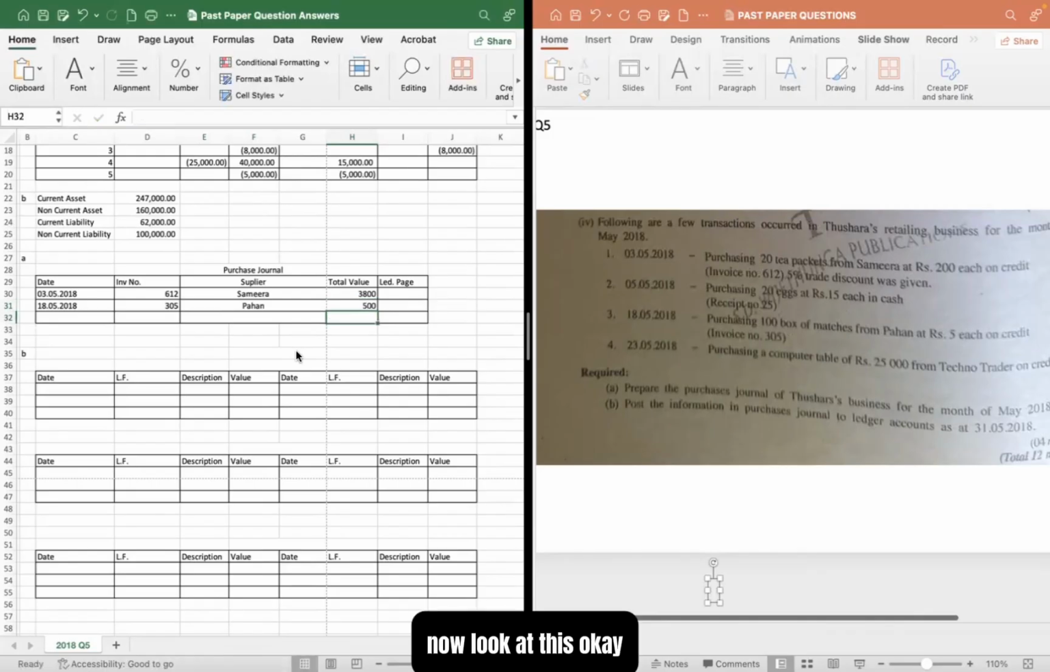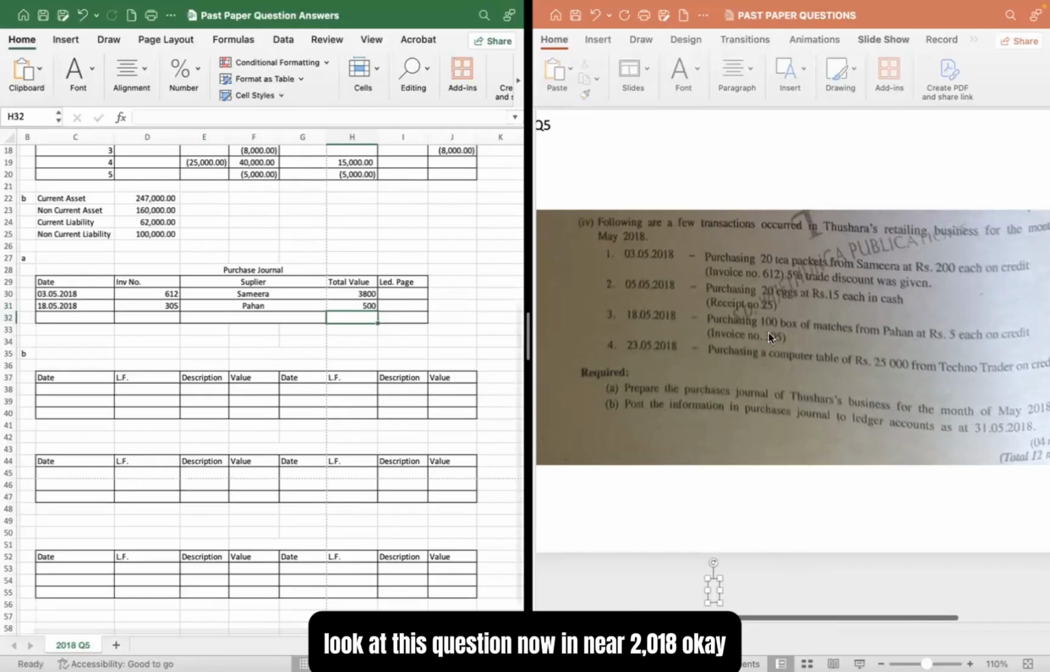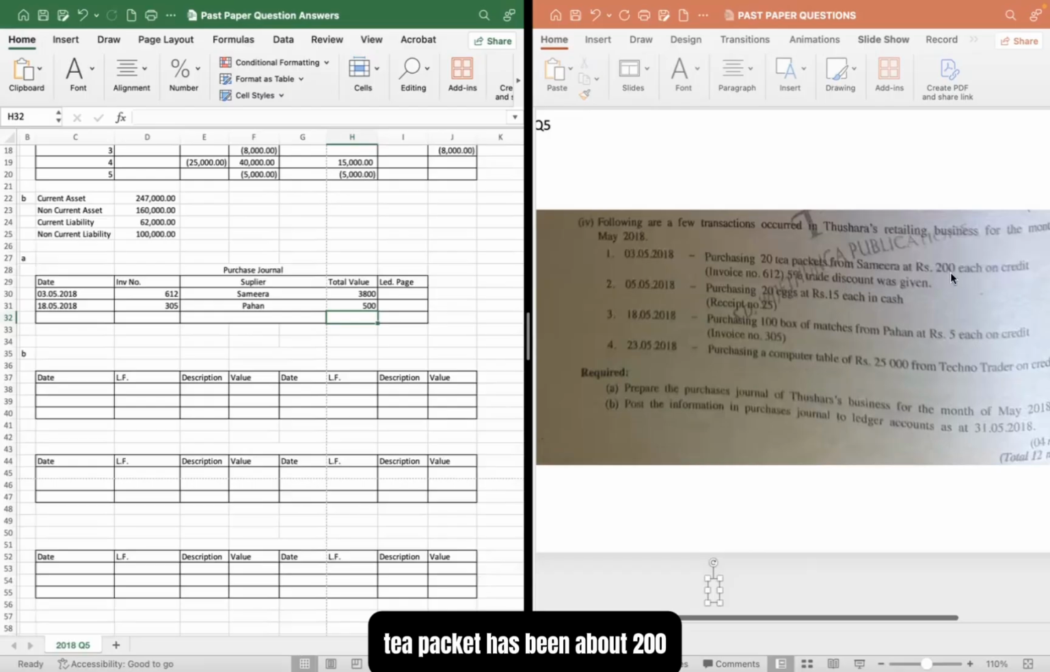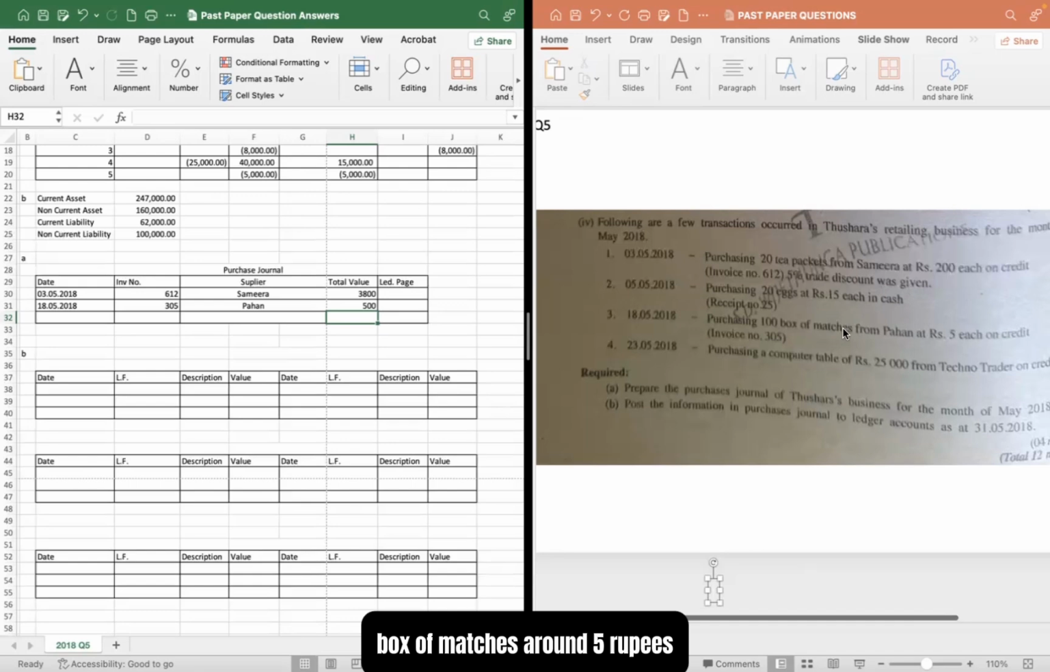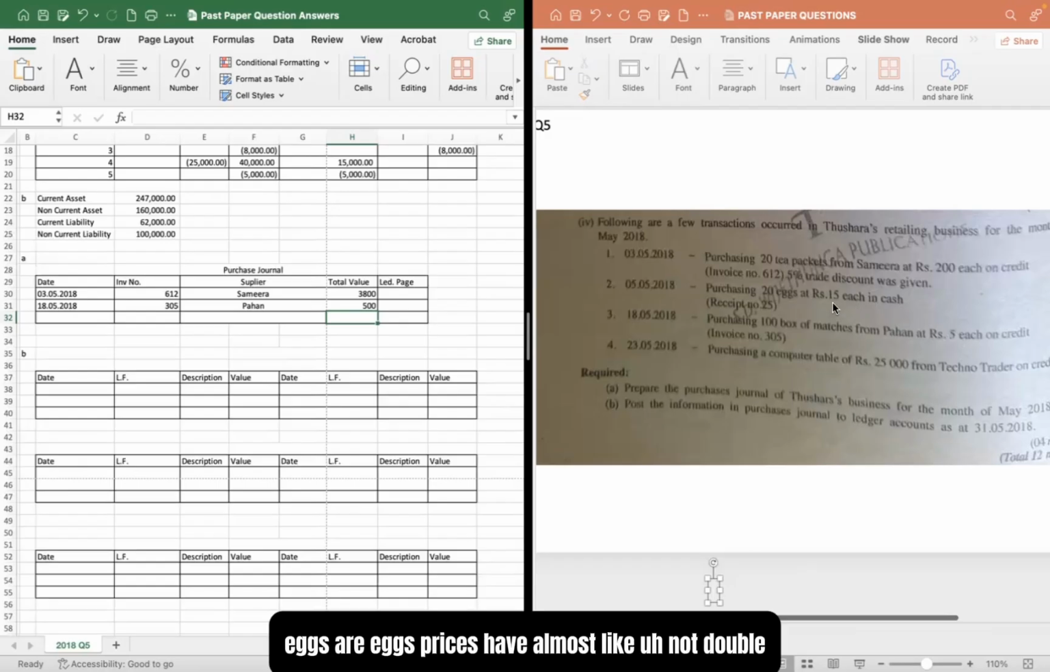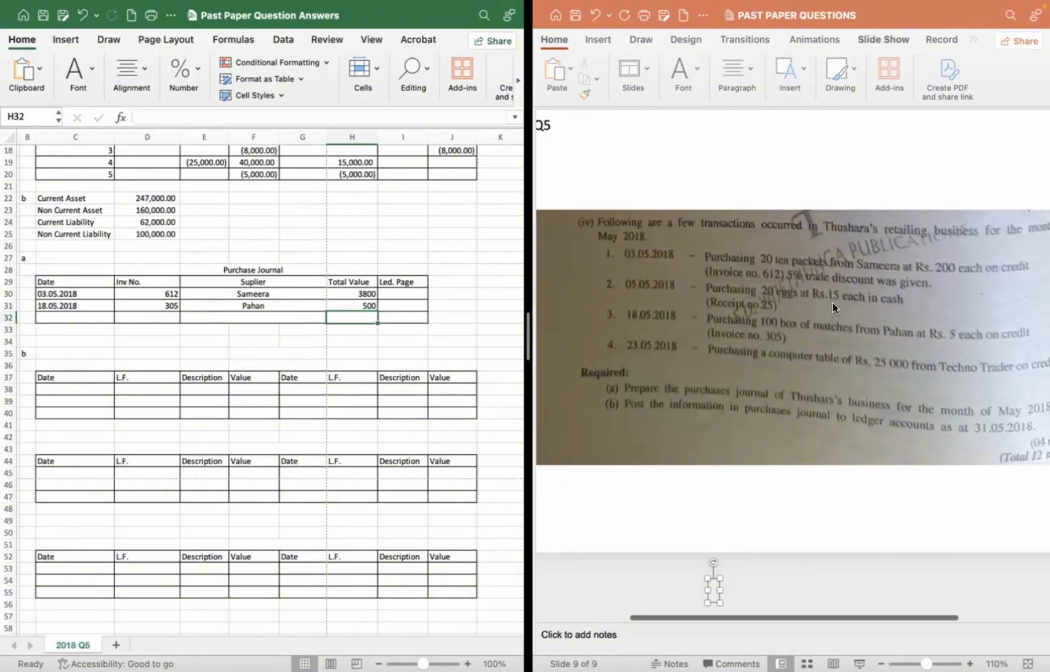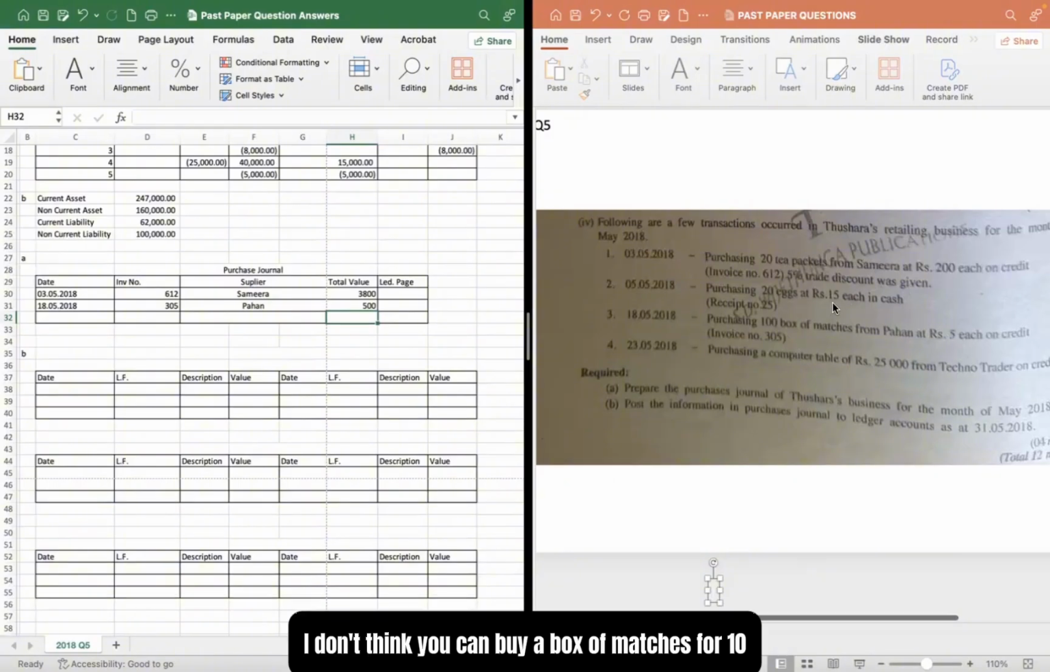Now look at this question. In 2018, a tea packet was about 200, whereas one egg was around 15 rupees, and a box of matches around 5 rupees. Look at the prices today after 7 years. Egg prices have almost not doubled, tripled, right? And matches, I don't think you can buy a box of matches for rupees 10.